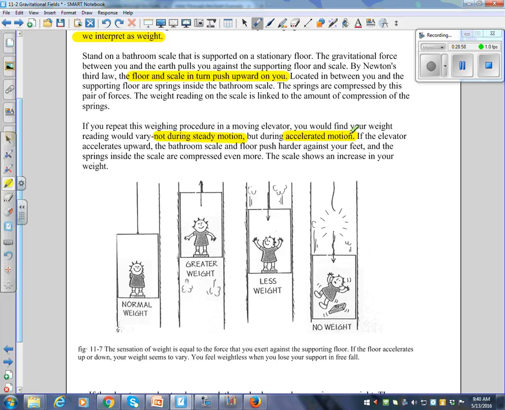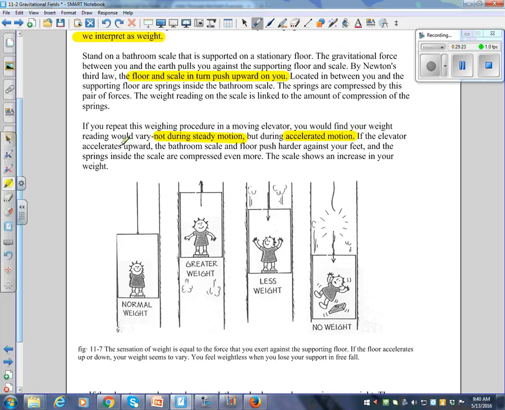What's the net force right now? 0. When I'm accelerating, what's the net force? Some number, right? Which means my acceleration is less. Am I accelerating at 9.8? No, but if I'm accelerating at a greater speed, at some speed greater than 0, there's going to be a net force, which causes me to weigh more.